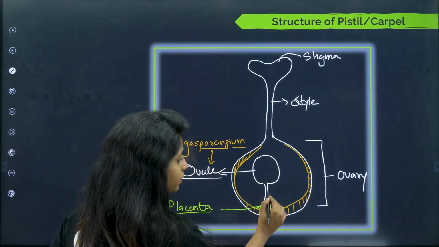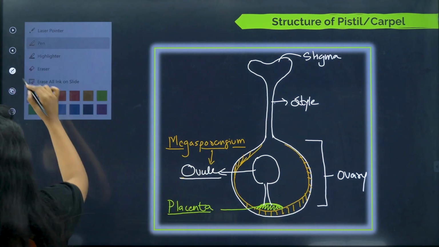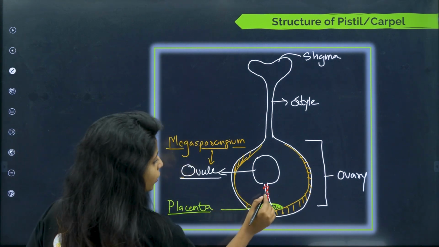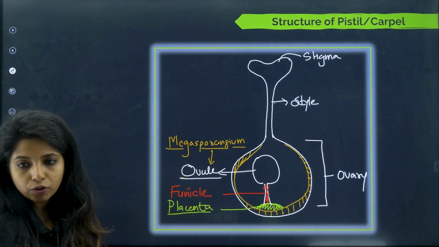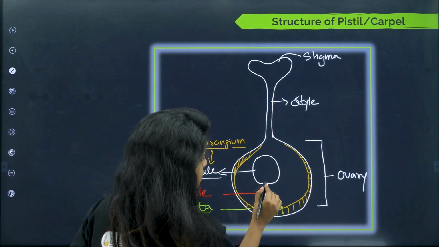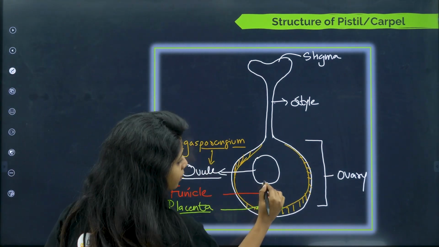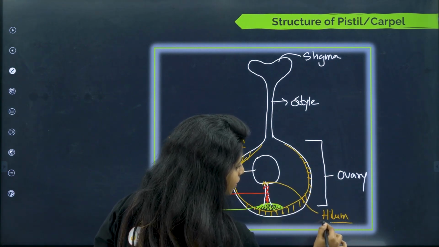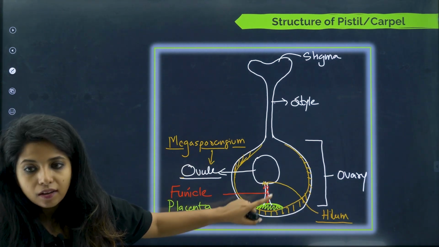Now this particular structure which is attaching the placenta to the ovule, what is the name of this structure, children? I'll mark it in red. You call this structure the funicle. Is it visible to you? And this funicle, the site where it attaches, leaves a scar over here, and this scar is known as hilum. It's a very important thing. Hilum is the scar that is left from the place where the placenta touches the ovule.